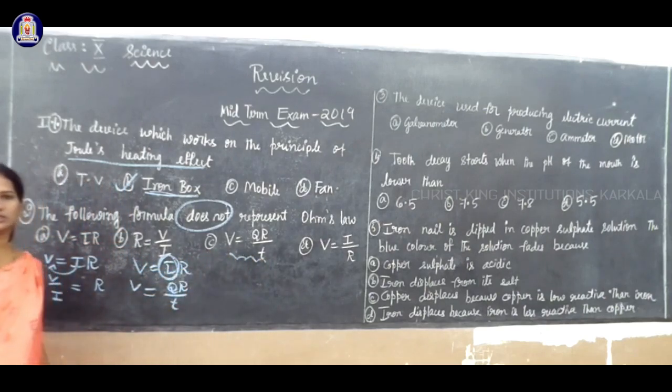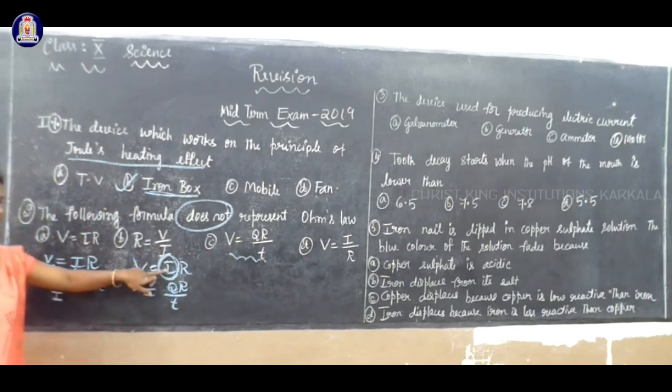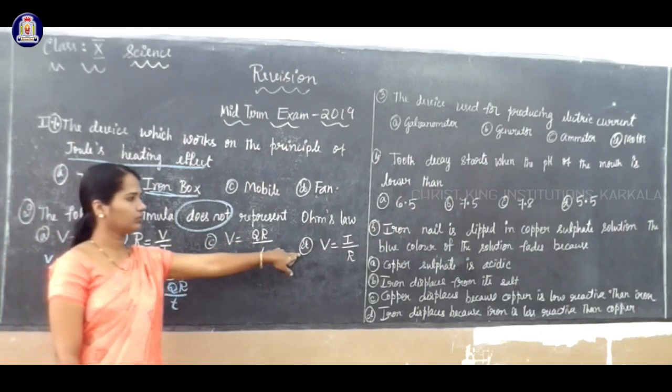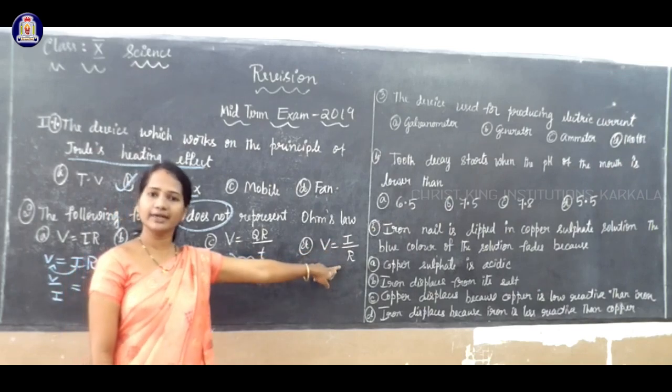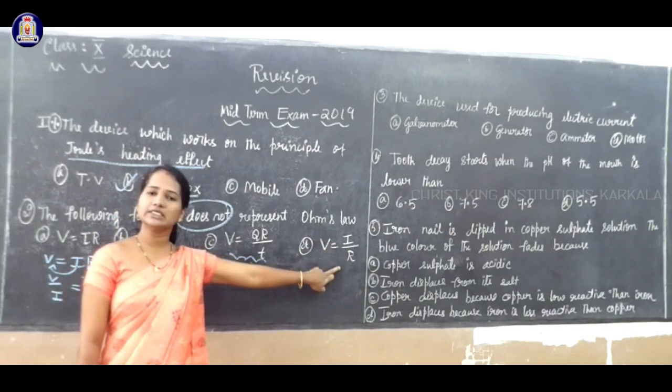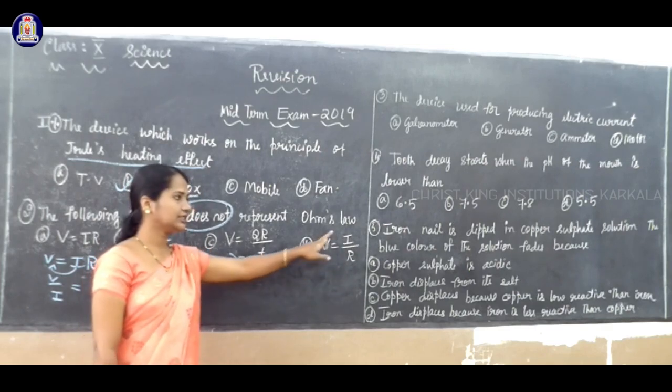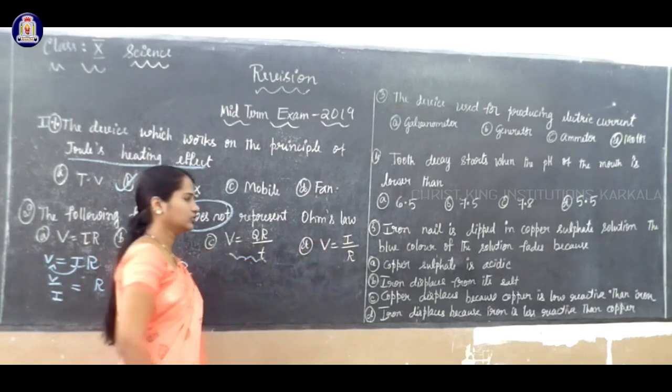Just interchanging, just substituting the equation for I, we get QR by T. Now go to the last formula. V is equal to I divided by R. Actually V is equal to I into R is Ohm's law, not V is equal to I divided by R. So this is the answer.